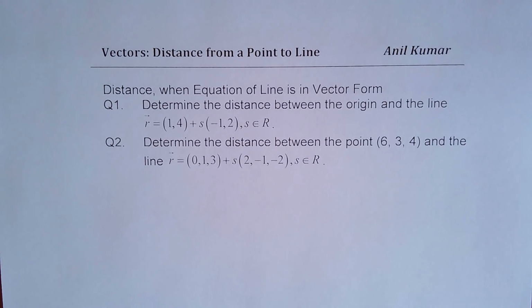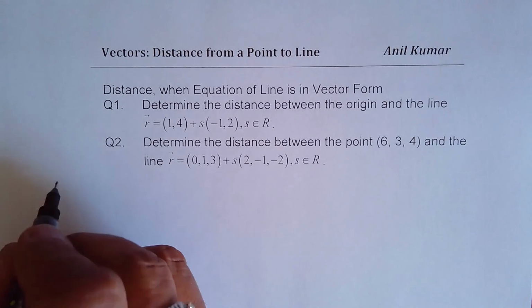Question number 2. Determine the distance between the point (6, 3, 4) and the line r = (0, 1, 3) + s(2, -1, -2), where s belongs to real numbers. So that is in R3. So let's take up these questions one by one. Let me solve question number 1 first.